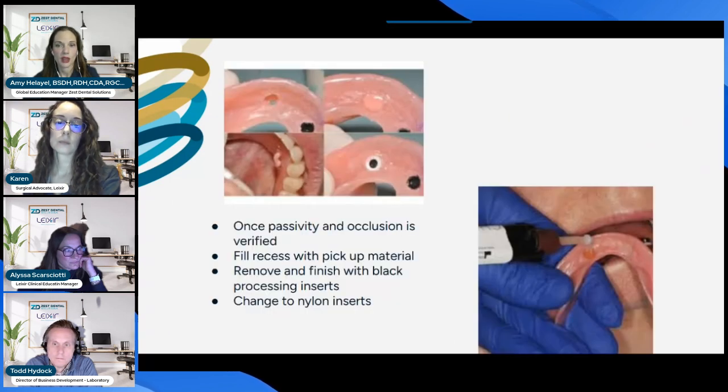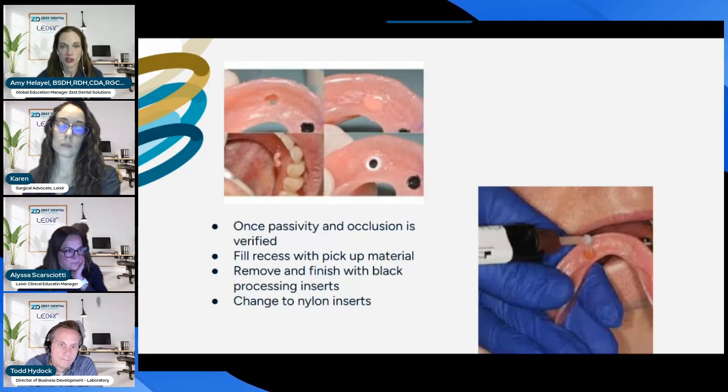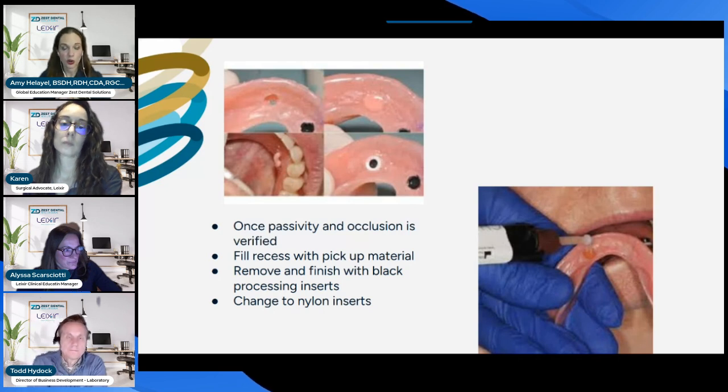Once you fill that hole up, that recess that you've made, we do recommend a lingual vent hole to allow for proper pressure and picking up of the housing. You're placing either acrylic or chairside material in your prosthesis, picking it up in the mouth. As you can see with this image, you've got the black processing insert in. That's what you are going to be using to polish and finish your overdenture.